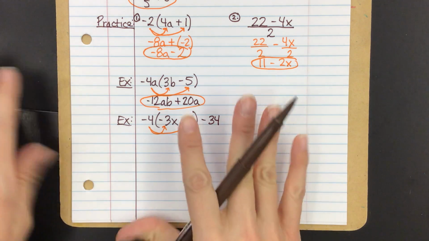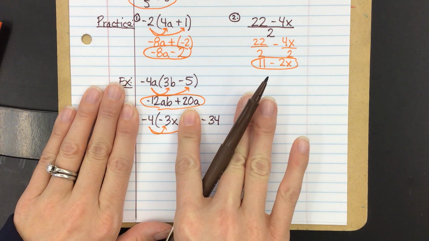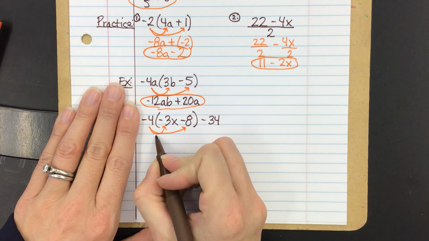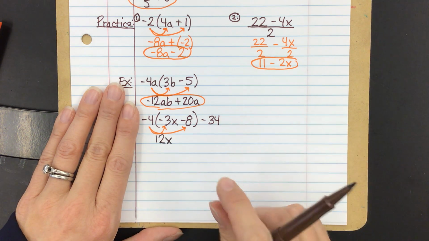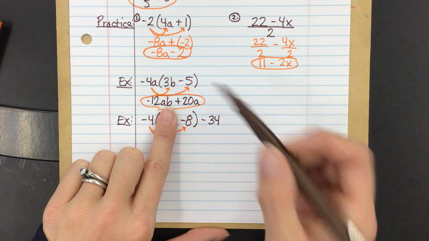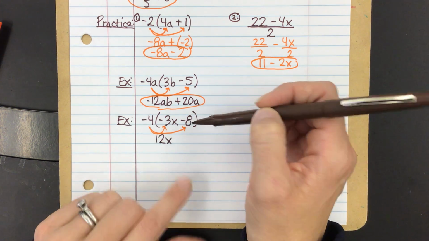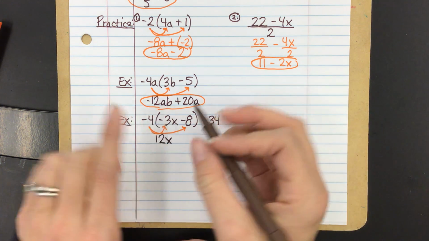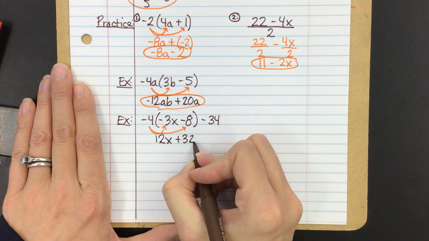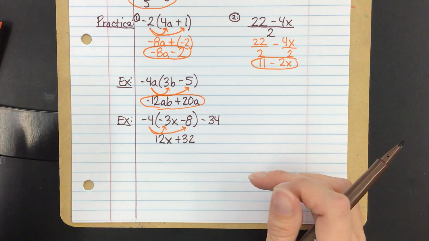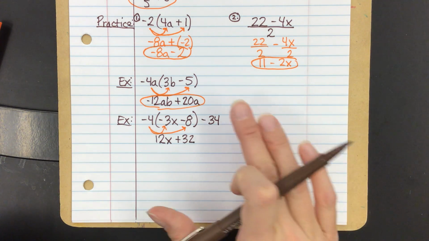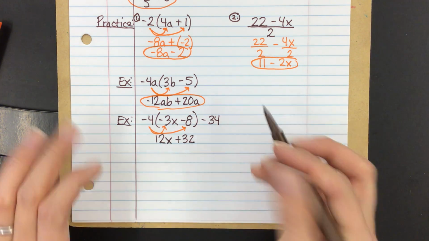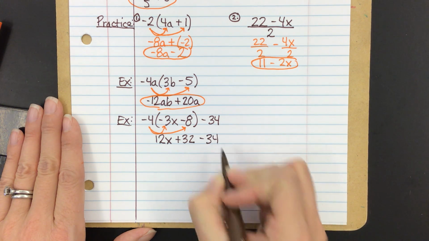Okay, so let's look at that first one. Negative 4 times negative 3x is going to be positive 12x. And now, like I said, I think of this as negative 8. So negative 4 times negative 8 is going to be positive 32. You can subtract a negative 32, but it's the same thing as adding. And now that we're done with this distributive portion, I can add on to the end here this minus 34.